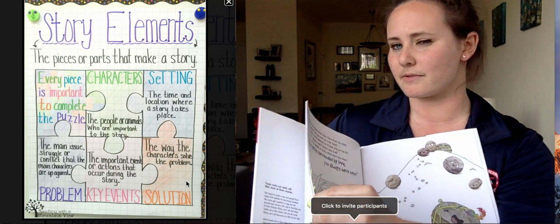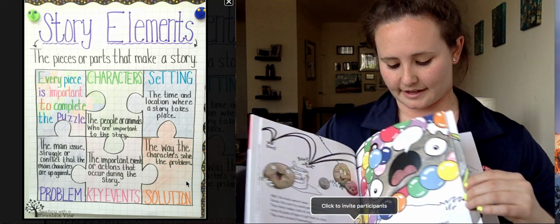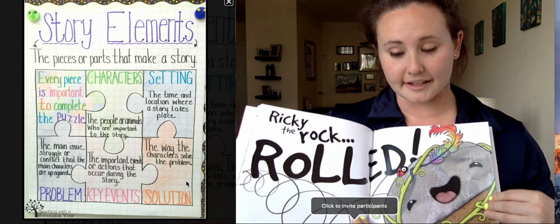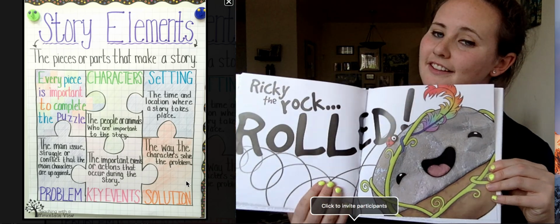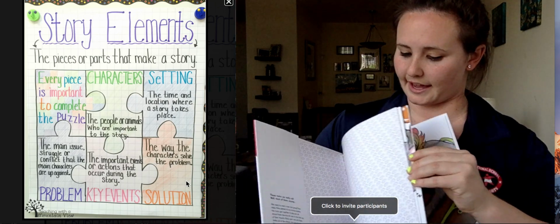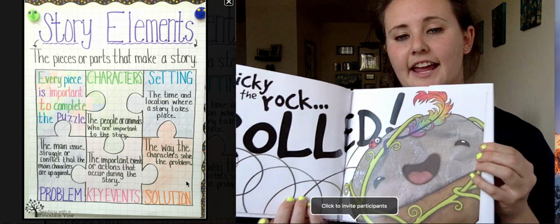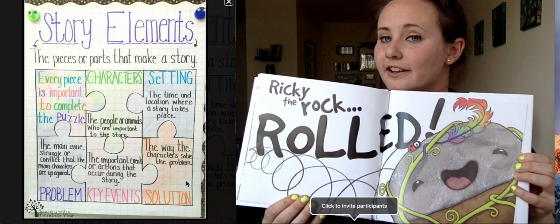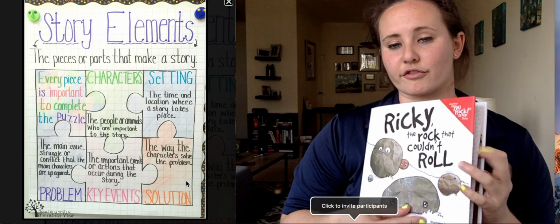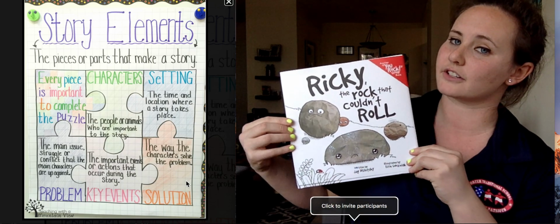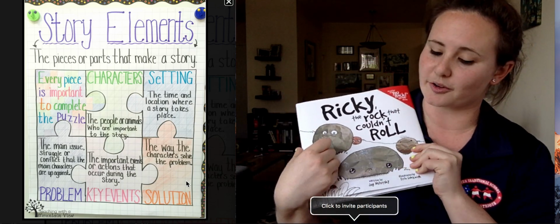And then I think maybe the last important thing is that Ricky never gave up. He used his star quality of perseverance. In the beginning, he was a little sad about not being able to roll, and then he persevered, and he got to roll down the hill with his friends and be happy. So there are 3 important things I think happened in our story, Ricky the Rock That Couldn't Roll.